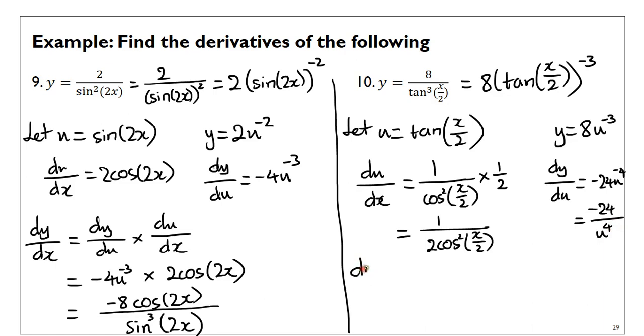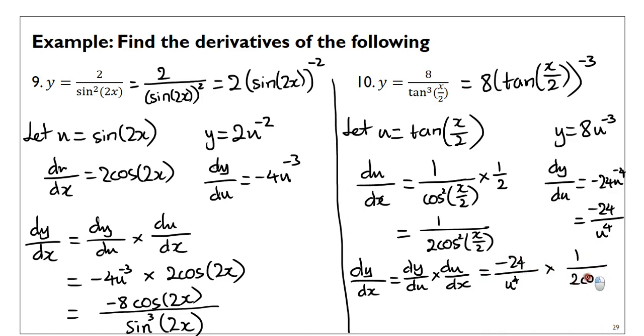We're dangerously out of space, so let's hope. I'm still going to write the chain rule step down. I normally always do that, but I may skip one step. Let's see which one. Okay, let's write this down. -24 over u to the power of 4 times 1 over 2 cos square of x over 2.